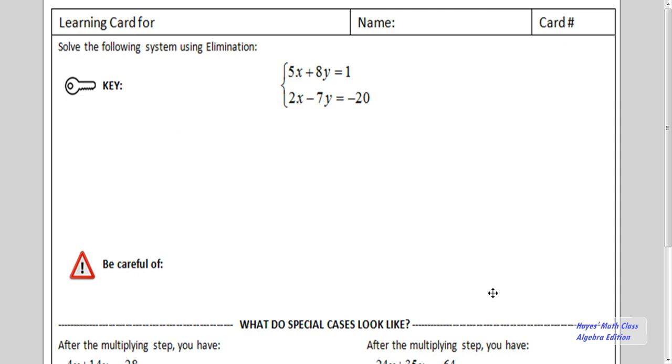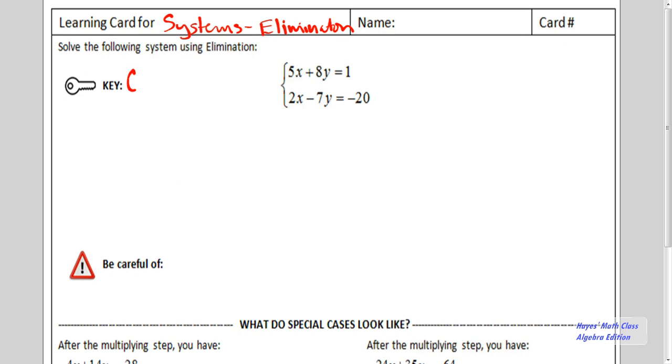Hey, it's time to do systems by elimination. Again, the number is going to depend on how your teacher's setting this up. All right. Sorry, just making sure I spelled elimination right, because that would be awkward.